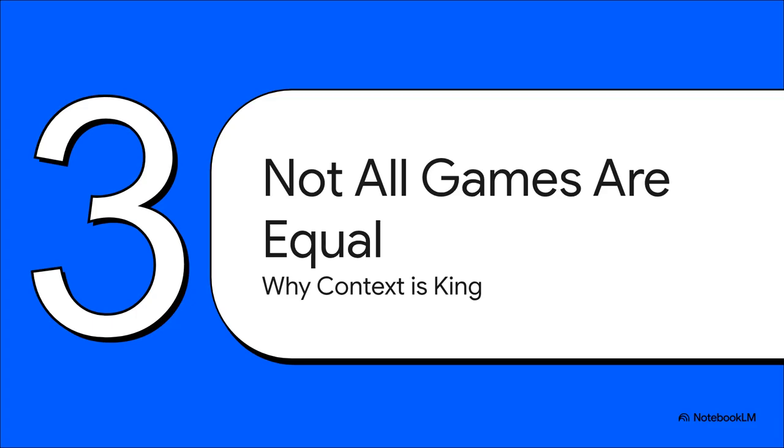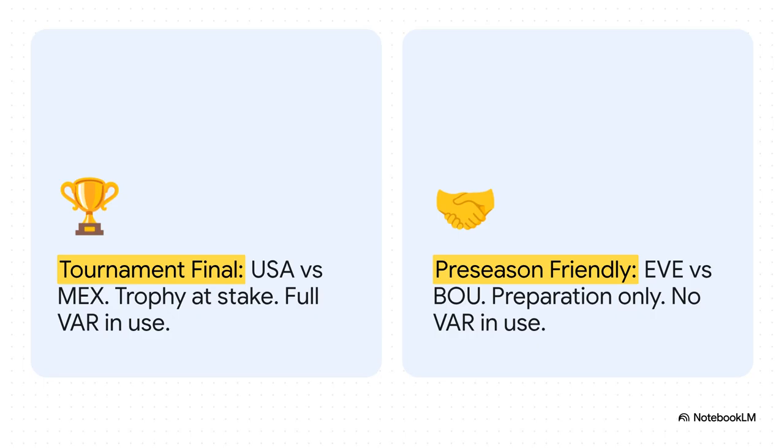detective work, and that's context. Because the stakes of the game completely change how we should be interpreting all this data. Just look at these two matches. On one side, you have the USA versus Mexico in the Gold Cup final. A trophy is on the line, careers are at stake, every tool like VAR is being used.